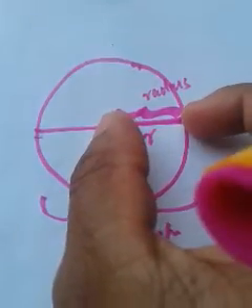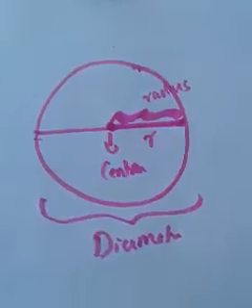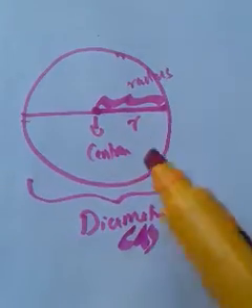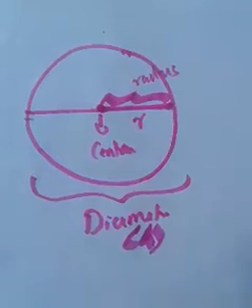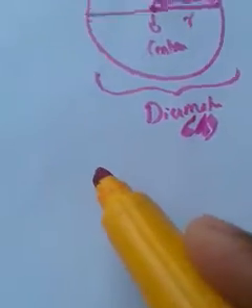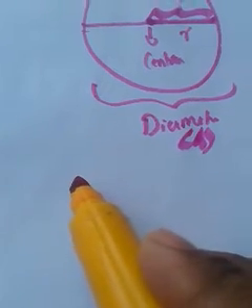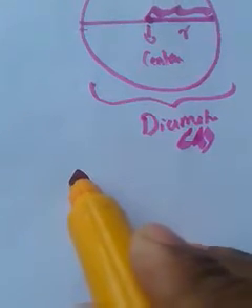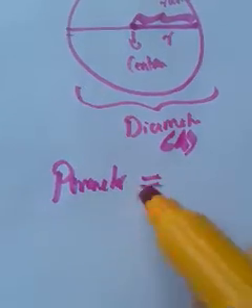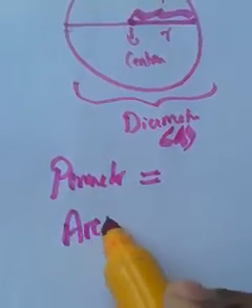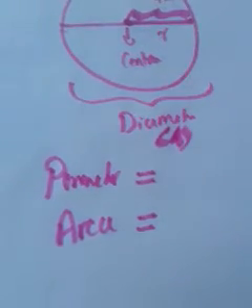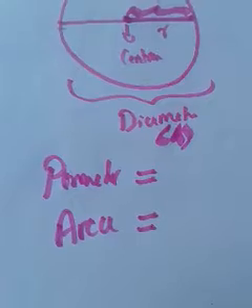And radius is just half of the diameter. Diameter we usually mention by D and radius we usually mention by R. So these are the properties of the circle. Now we are going to learn a few formulas for the circle. That means what is the formula for calculating the perimeter of a circle and what is the formula for calculating the area of a circle. These are the two formulas which we are going to discuss.